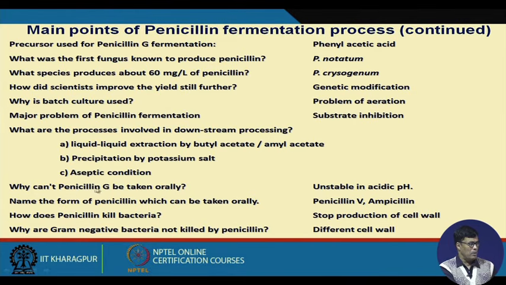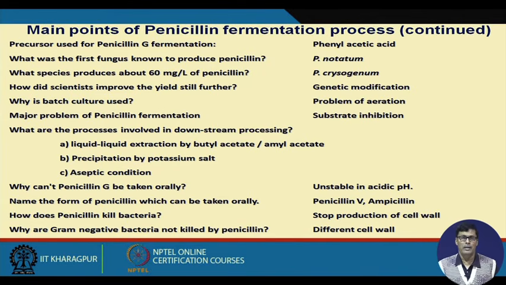Why can penicillin G not be taken orally? Because it is unstable in acidic pH. Name the form of penicillin which can be taken orally: penicillin V or ampicillin. How does penicillin kill bacteria? It stops the production of the cell wall. Why are gram-negative bacteria not killed by penicillin? Because they have a different cell wall.